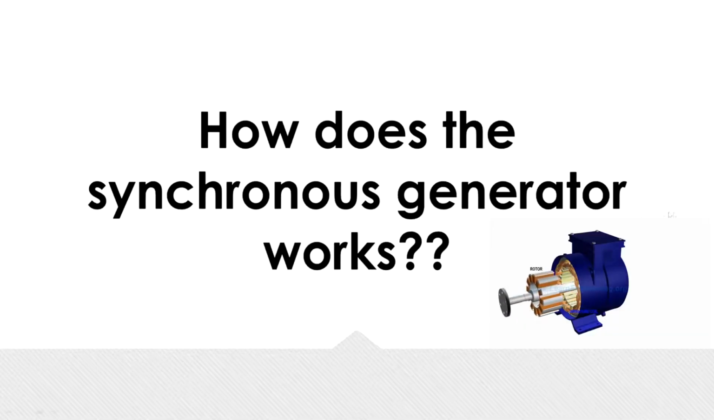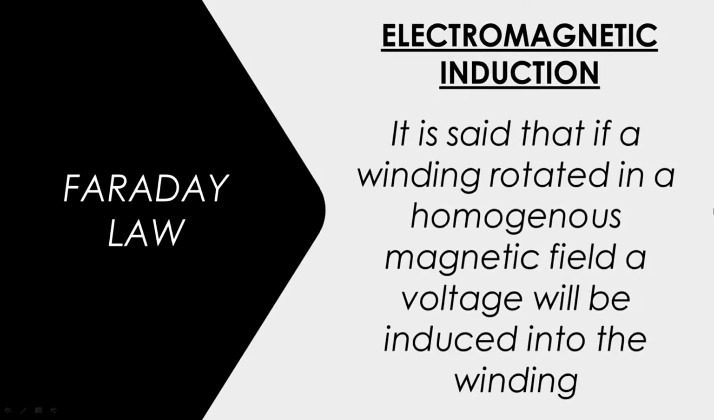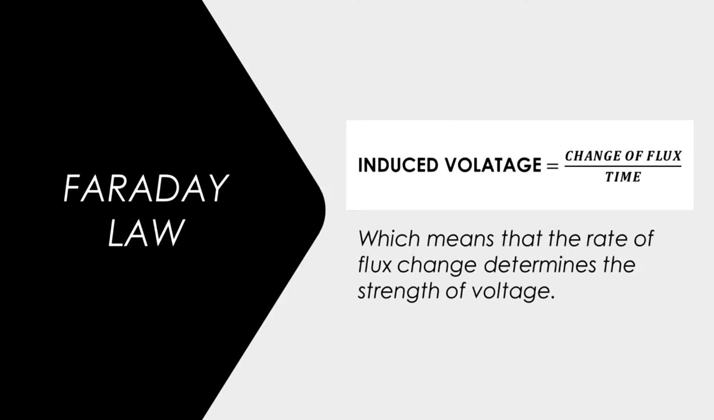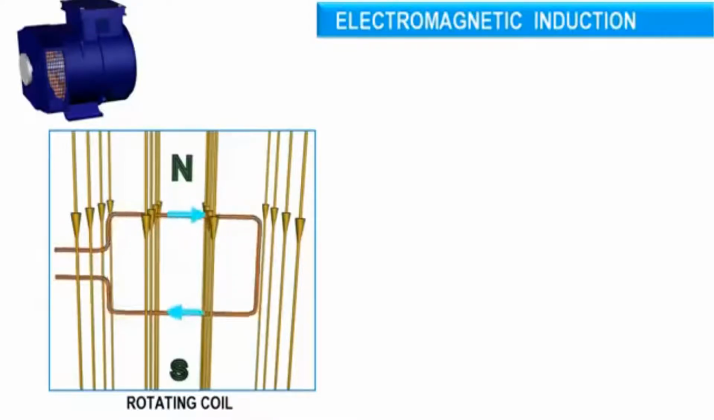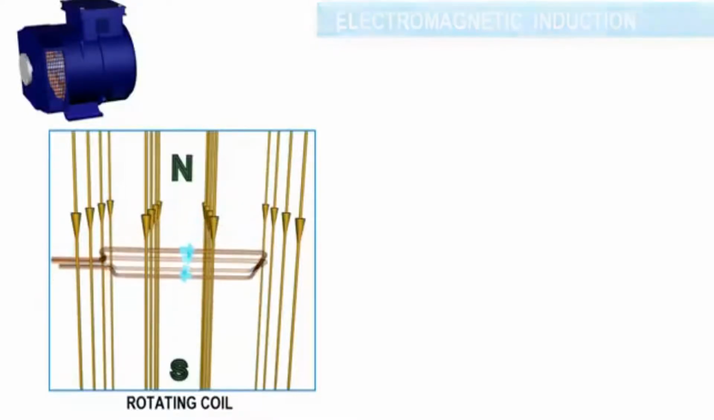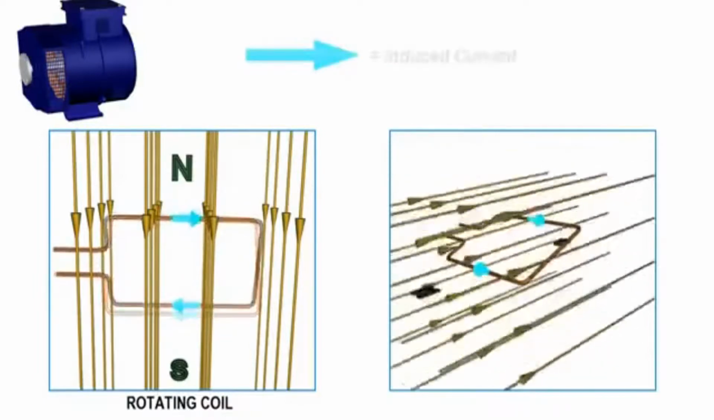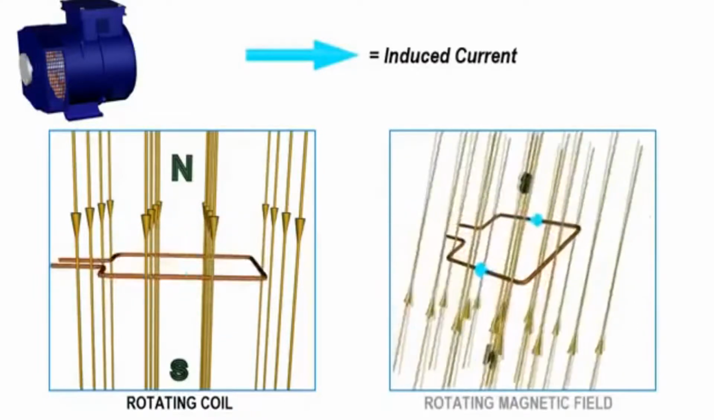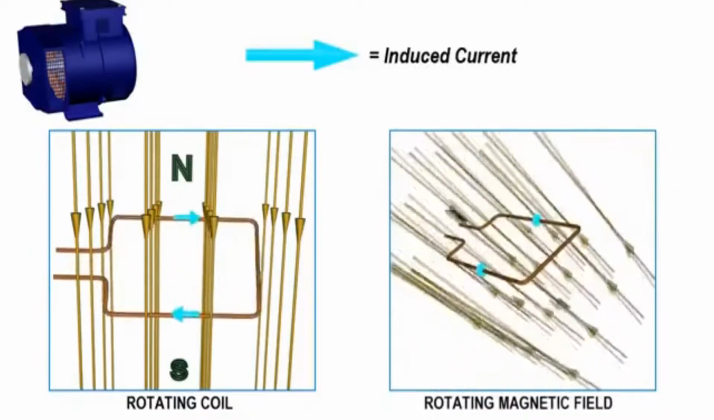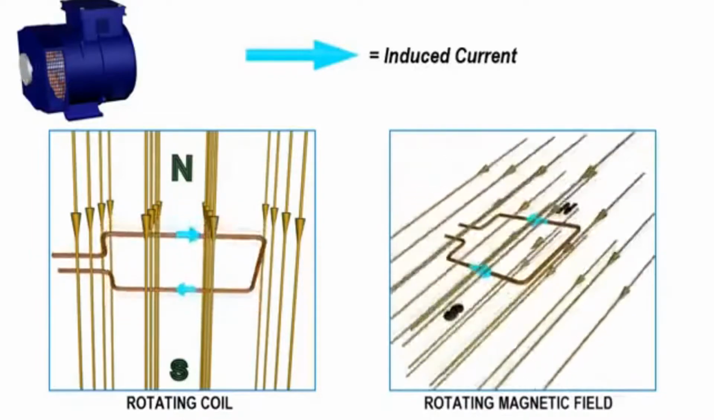How does the synchronous generator work? Electromagnetic induction says that if a winding is rotated in a homogeneous magnetic field, a voltage will be induced into the winding, which means that the rate of flux change determines the strength of the voltage. To generate electricity in the coil, either the coil should rotate with respect to the magnetic field or the magnetic field should rotate with respect to the coil. In the case of a generator, the second one is used.